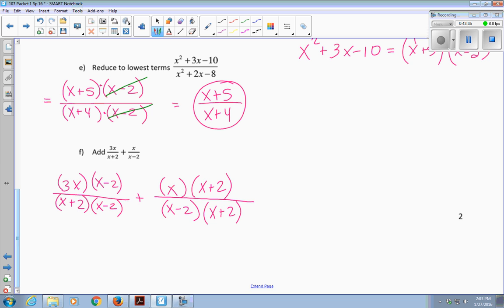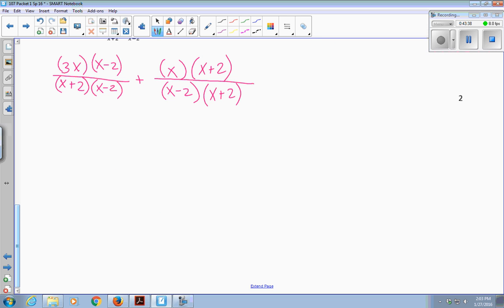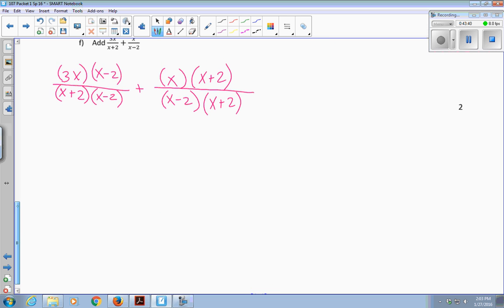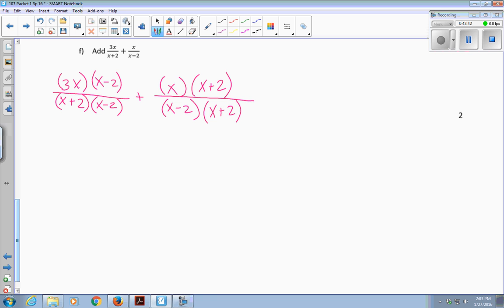Okay? And when you have the same denominator, what's the rule for adding fractions? You got it. The denominator stays the same, and then you just add the numerators. Okay, so my denominator is just going to be x plus 2, x minus 2. And then I have to add those across the top. I need like terms and stuff.